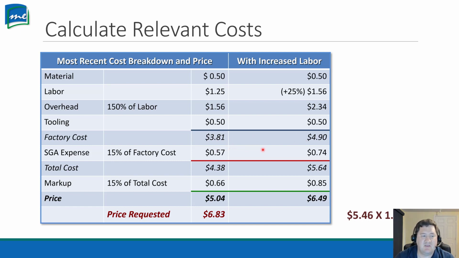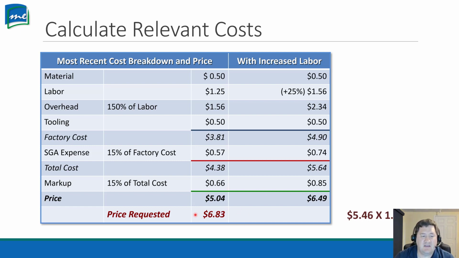Then we have our SG&A expense, which is 15% of our factory cost. So 15% of $4.90 is 74 cents. We come up with our total cost of $5.64. And of course we have that 15% markup, which will be on the total cost, so that would be 85 cents in this scenario. Overall, the price with the increased labor came up to $6.49.